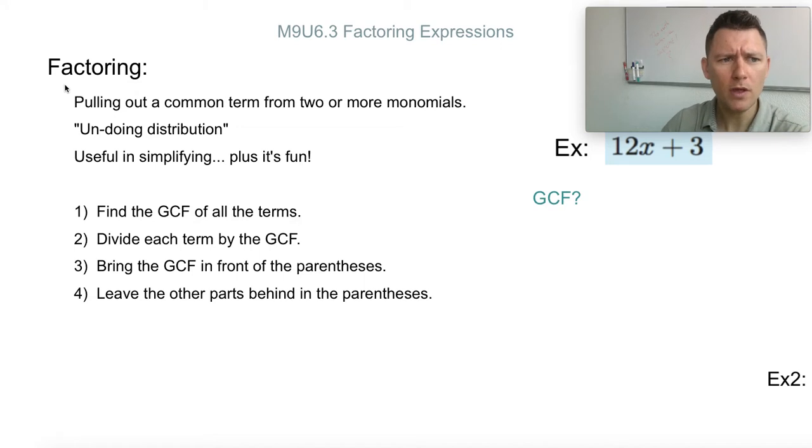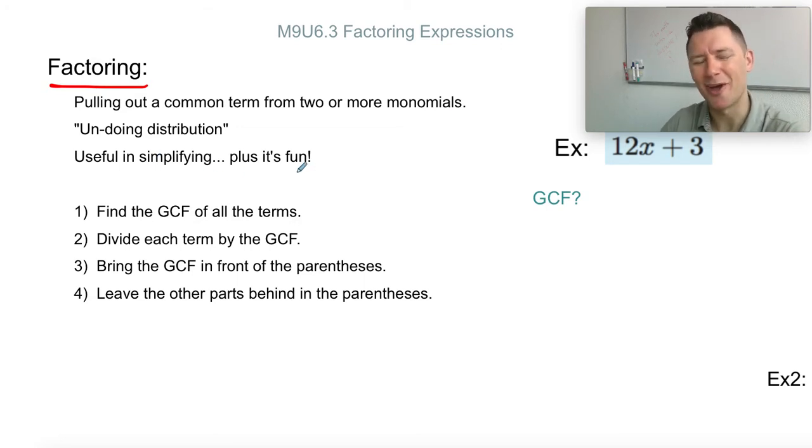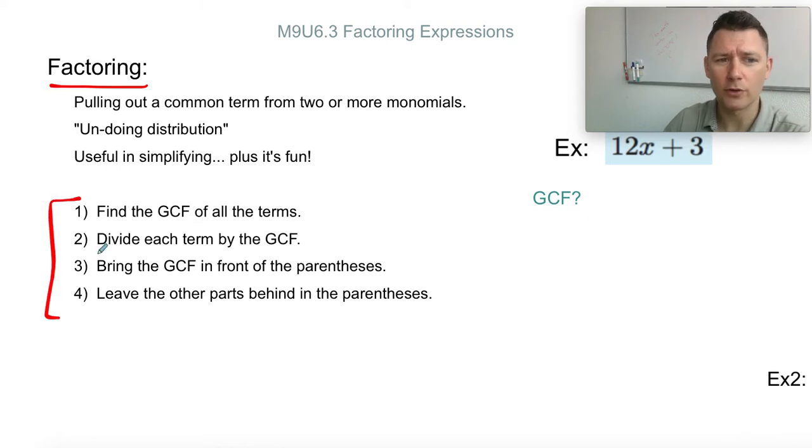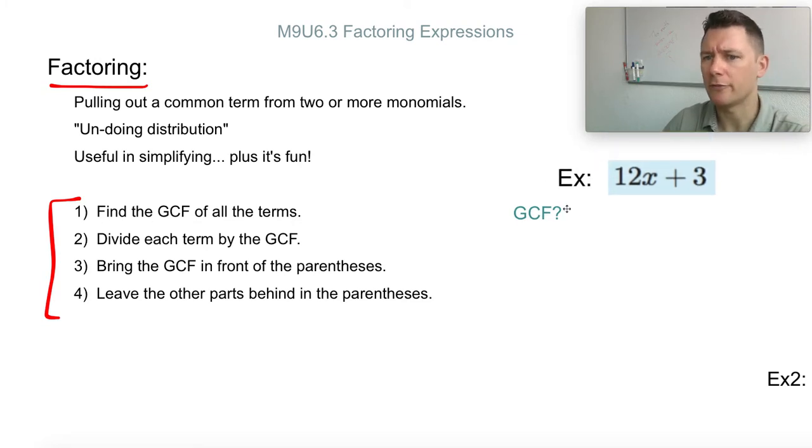So factoring really is undistribution, if you like. It's pulling out a common term of 2 or more monomials, and it's useful in simplifying. And I think it's really satisfying and fun. So here's sort of a list of how to do it step by step if you like a list. But basically, this is still the same idea from previously.